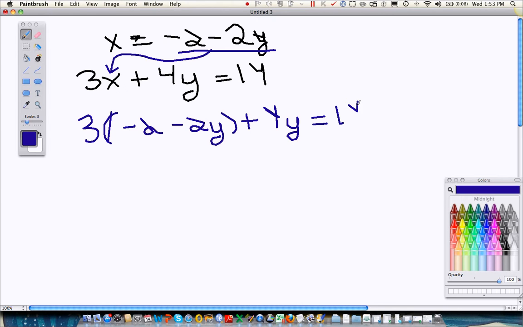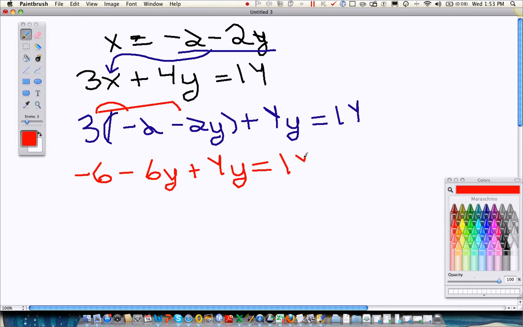We're going to start by distributing, to get rid of those parentheses. We're then going to combine like terms on the left-hand side of the equal sign. I've got these groups of y's right here, so I'm going to combine them together. -6y plus 4y does give me -2y.